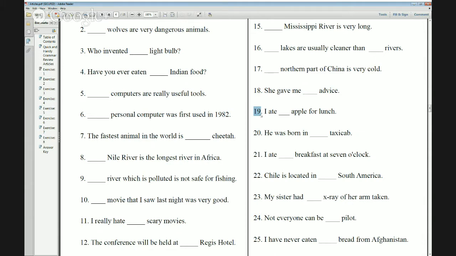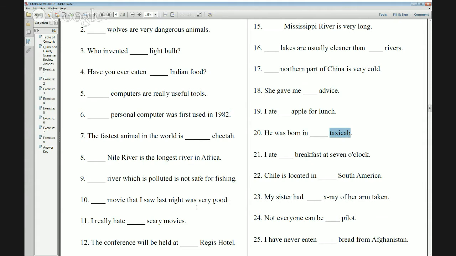Julia, is it your turn? I ate an apple for lunch. Yeah, I ate an apple. Very good. Okay, 20. Elena? He was born in the taxi cab. Someone specific's taxi cab. Okay, so taxi cab means only that taxi, one in our life where he was born. Yeah, okay. In the taxi cab.